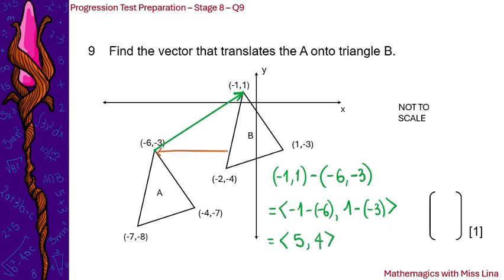That just means that the measures of this vector are 5 horizontally and 4 vertically. So with vectors, we can also write them horizontally or vertically. So we are going to write (5, 4). And that's how we are going to get the marks.